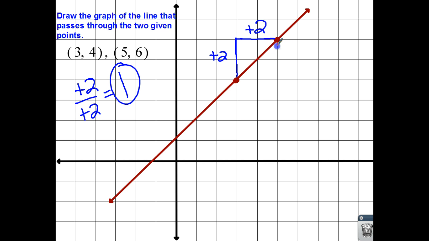As it falls down, 1, 2, you're going -2. And then to the left 2, we would have another negative 2. And if we were to write that as rise over run, we would have negative divided by negative is a positive. So this is also a +1 slope.